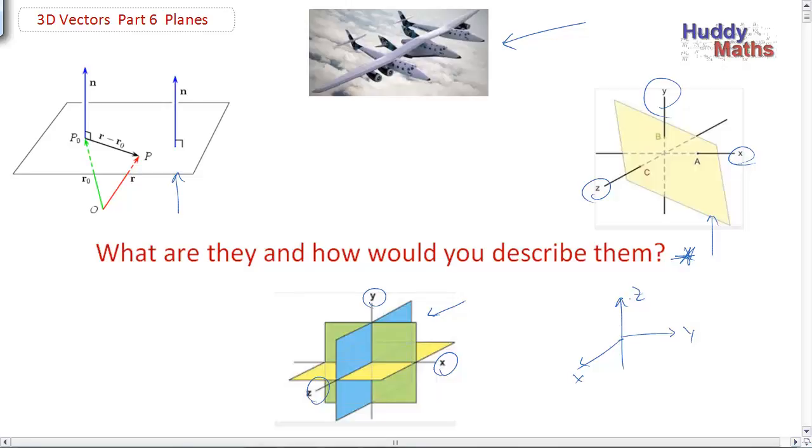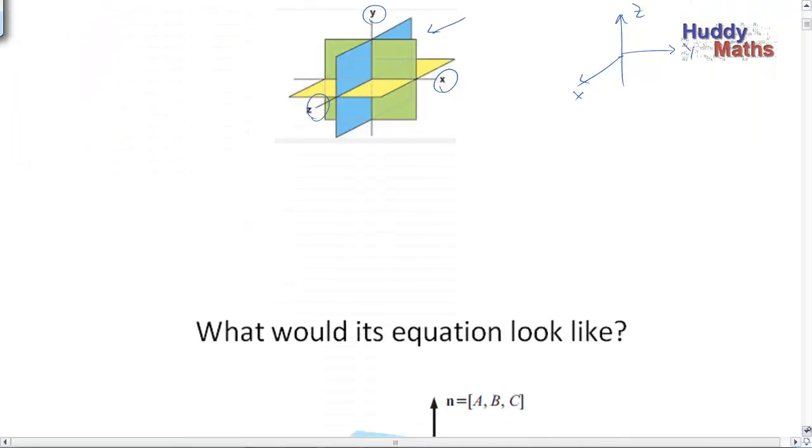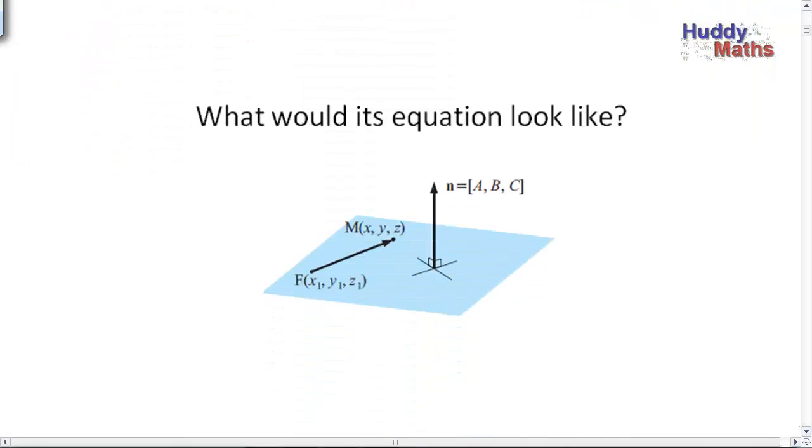So that's what we're going to be doing, looking at these flat surfaces in space and seeing what defines them, how we would describe them, maybe how to find where they cut the axes, or where a line going through would intersect the particular plane. So it's furthering this geometry stuff. Let's have a look now at what these planes are about, and what would its equation look like?